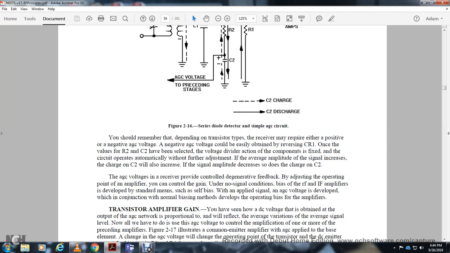If the average amplitude of the signal increases, the charge on capacitor 2 will also increase. If the signal amplitude decreases, the charge and discharge change, and so does the charge of capacitor 2. Automatic gain control in a receiver provides degenerative feedback, adjusting the operating point of the amplifier to control the gain. With no signal, for the radio frequency and intermediate frequency amplifiers, the standard means is self bias. The automatic gain control voltage is developed in conjunction with the normal biasing method to develop the operating bias for the amplifiers.